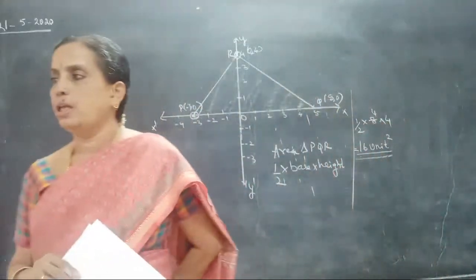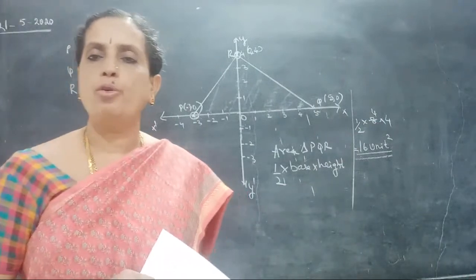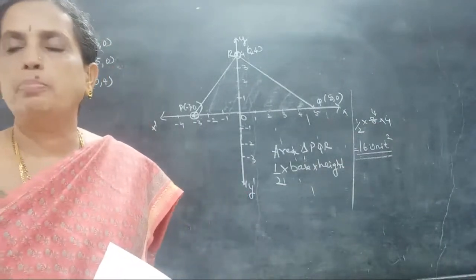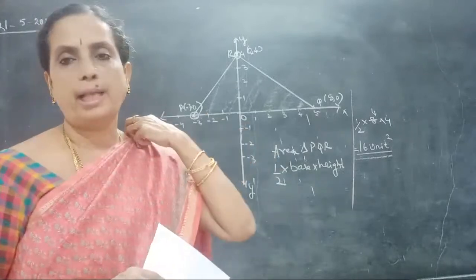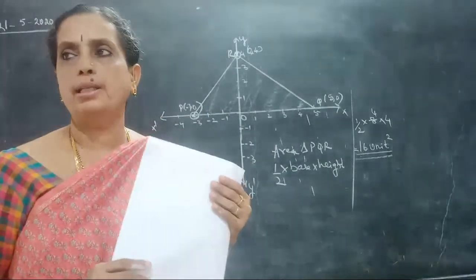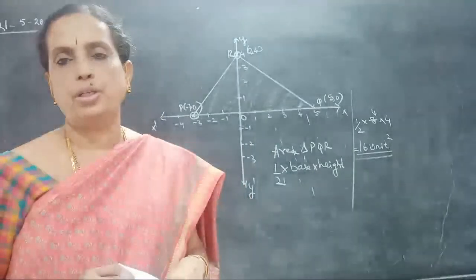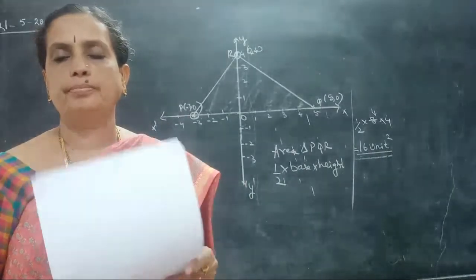For tomorrow's class, get a graph book or graph sheets. We'll have a few more questions along with plotting of points. Today's work you have done in the notebook only. With graph paper you can easily plot the points and identify the positions on the Cartesian plane. Is it clear?